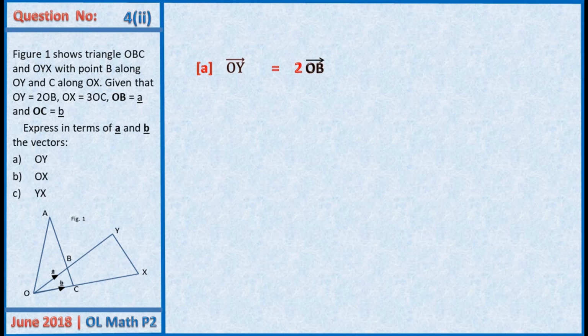Because most of the time their OB is equal to small b. But this question says that OB is small a. So it's equal to 2a. So you have to shine your eyes. Then OX. We have been told in the question that OX is equal to 3OC, and our OC is small b. So it's 3b.